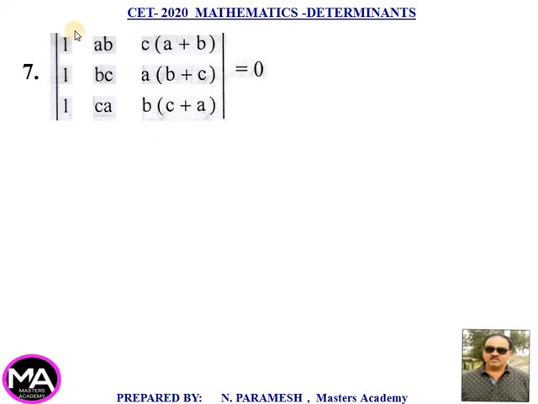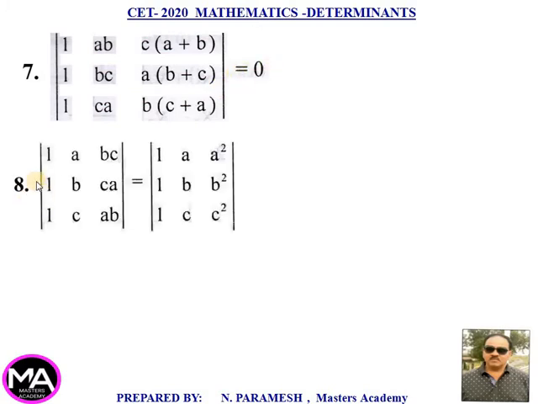Seventh point, determinant, first row 1 A, BC(A plus B), second row 1 B, CA(B plus C), third row 1 C, AB(C plus A) is equal to 0. Eighth point, determinant, first row 1 A BC, second row 1 B CA, third row 1 C AB is equal to determinant, first row 1 A square, second row 1 B square, third row 1 C square.